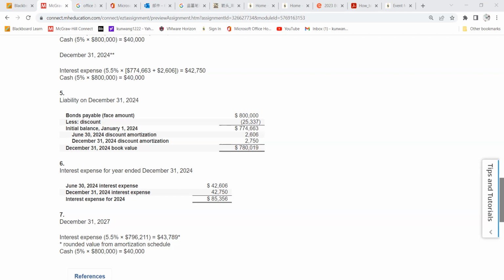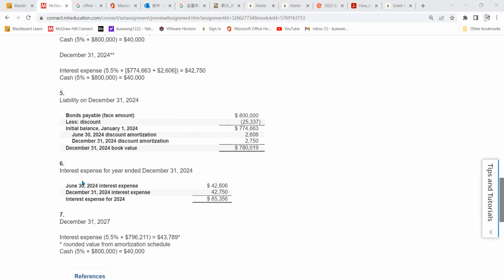This gives you an overall view of how I can get the balance sheet disclosure. You can directly use your amortization table, or you use the other approach: the face value minus the remaining discount. You should get the same $780 and $19 book value. That's for the balance sheet, the liability side.